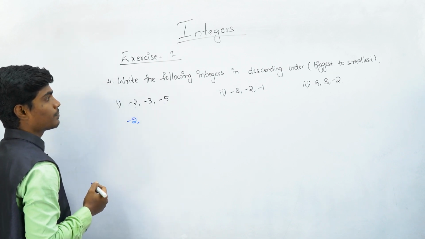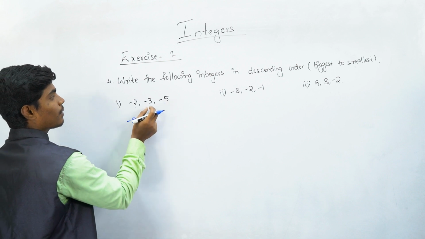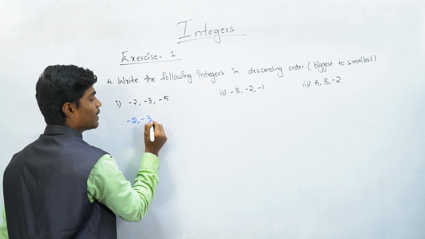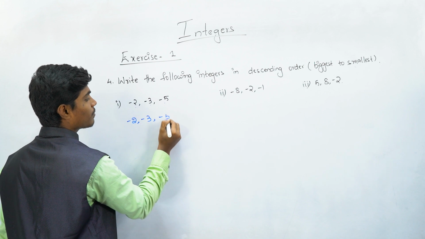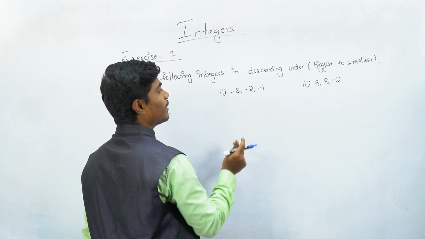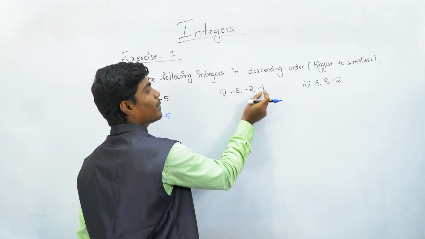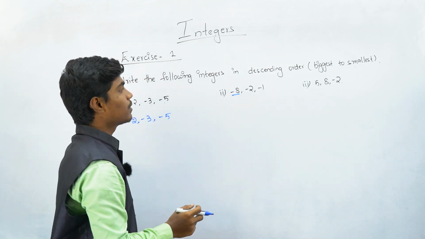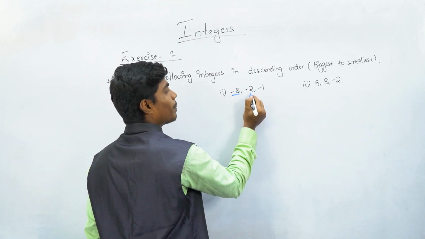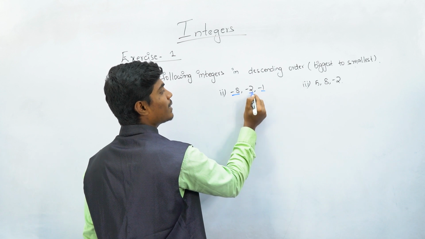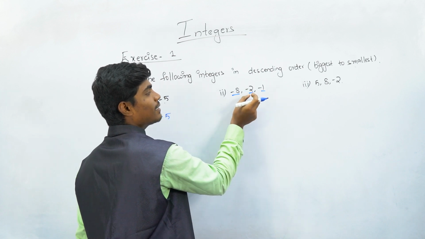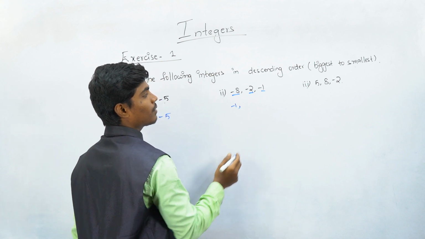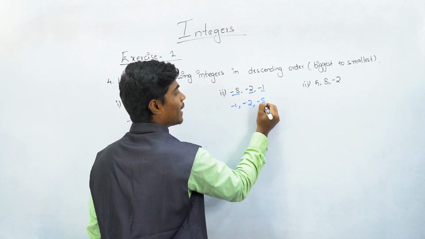Minus 2, and here the second biggest is minus 3. Minus 3, minus 5. Let's come to here: minus 8, minus 2, minus 1. The greatest number, 8 with the negative sign, is the smallest one. So, minus 2, minus 1. 2 is the biggest with the negative sign, so this is smaller than minus 1. So, the greatest is minus 1, minus 2, minus 8.